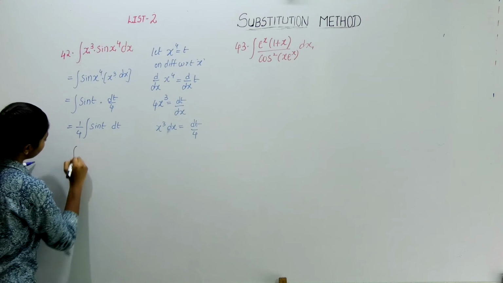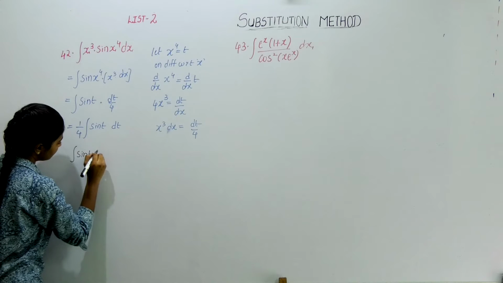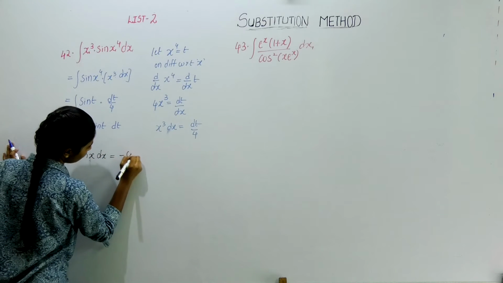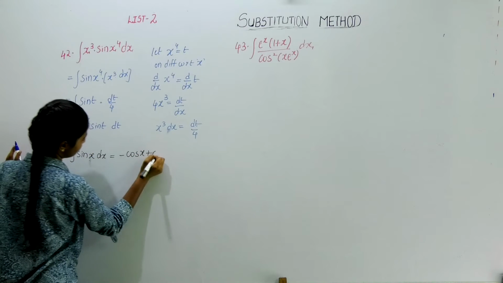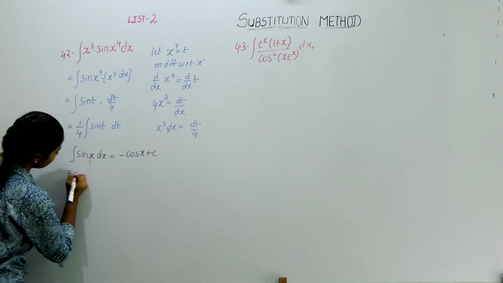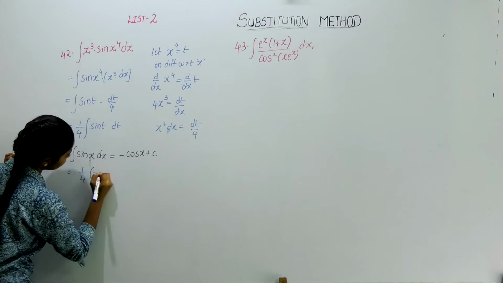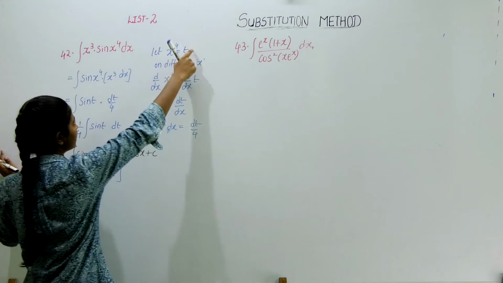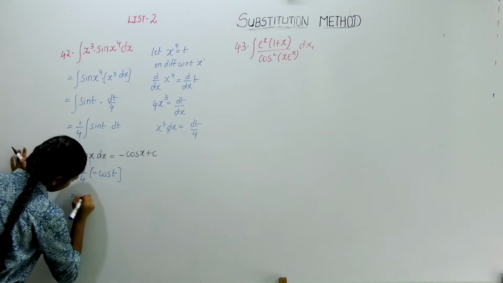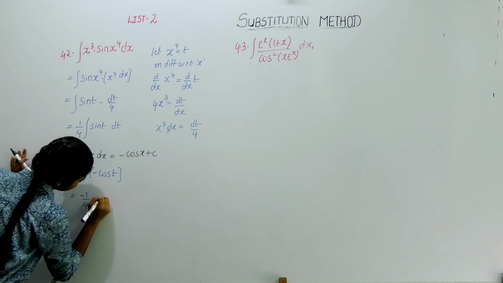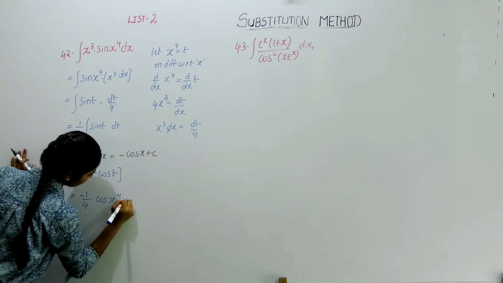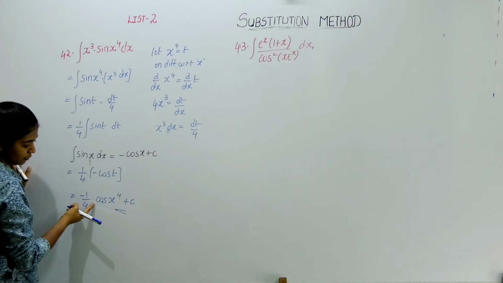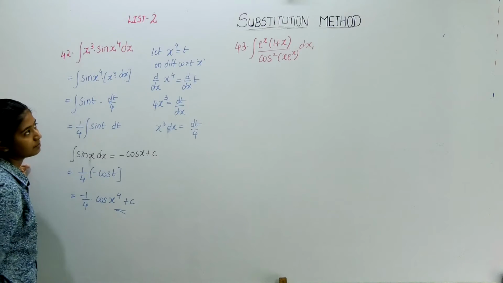We know the formula for integral sine x dx. It is equal to minus cos x plus c. And we substitute it here. We have 1 by 4 into minus cos t. What is the value of t? It is x power 4. Minus 1 by 4 into cos x power 4 plus c. I have written this minus out. Minus 1 by 4 into cos x power 4 plus c.